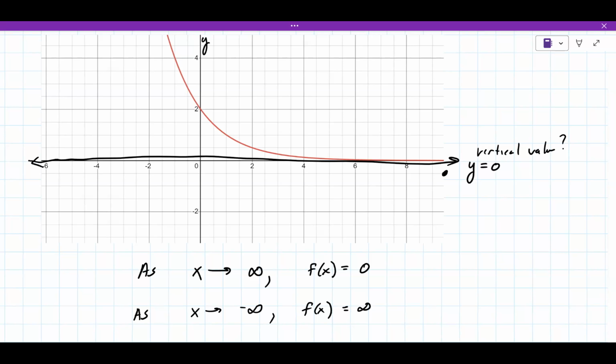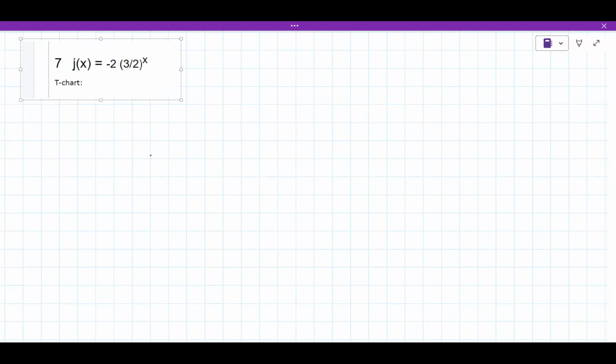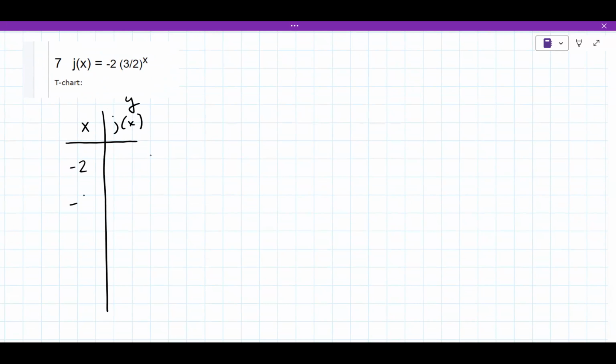All right. So for number 7, kind of a rinse and repeat situation, you've got to do the same thing again. They're really emphasizing this graphing here. So we're going to start with a t-chart, x and then j of x, which is really y, for -2, -1, 0, 1, and 2. I'm just going to rewrite this slightly: -2 times (3/2) to the power of x. Will you calculate very carefully each of these y values for us? Sure.